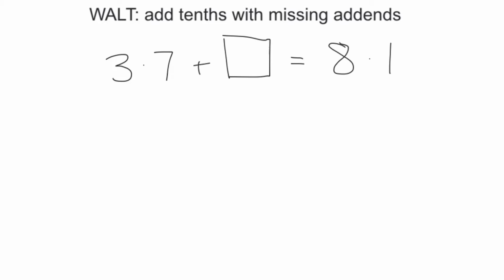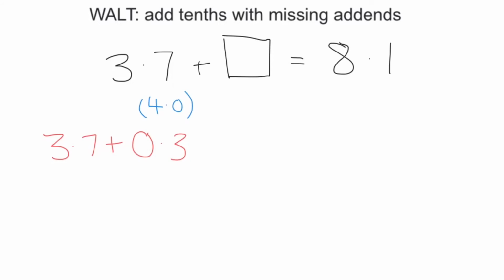So we've got 3.7 plus something equals 8.1, so we're missing our addend. And if I'm picturing that number line in my head, I'm starting at 3.7. And I'm going to jump up a nice and tidy number to get to 4.0. That's my nice and tidy number I'm trying to get to. So in order to get there, I will need to add 0.3.